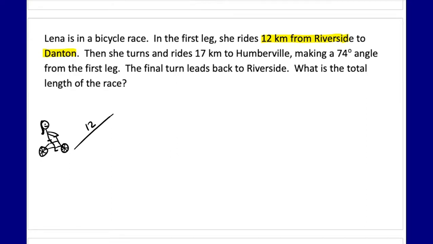She then turns and rides 17 kilometers to Humbersville, making a 74-degree angle from the first leg. Then she turns back home and heads back. We want to know what is the total length of the race. So we want to know what is the total distance. In this case then, we need to figure out this missing side. So again, I will pause the video, give you an opportunity to determine what type of ratio you need to use.